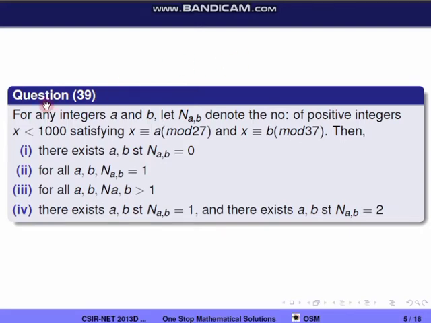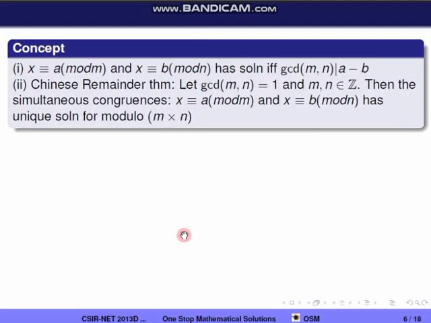Next question, question 39. For any integers a and b, let N(a,b) denote the number of positive integers x less than 1000 satisfying x congruent to a mod 27 and x congruent to b mod 37. So they defined N(a,b) here using this congruence relation. Then we have to find which of the options is satisfied by N(a,b). So we look into the concepts used.